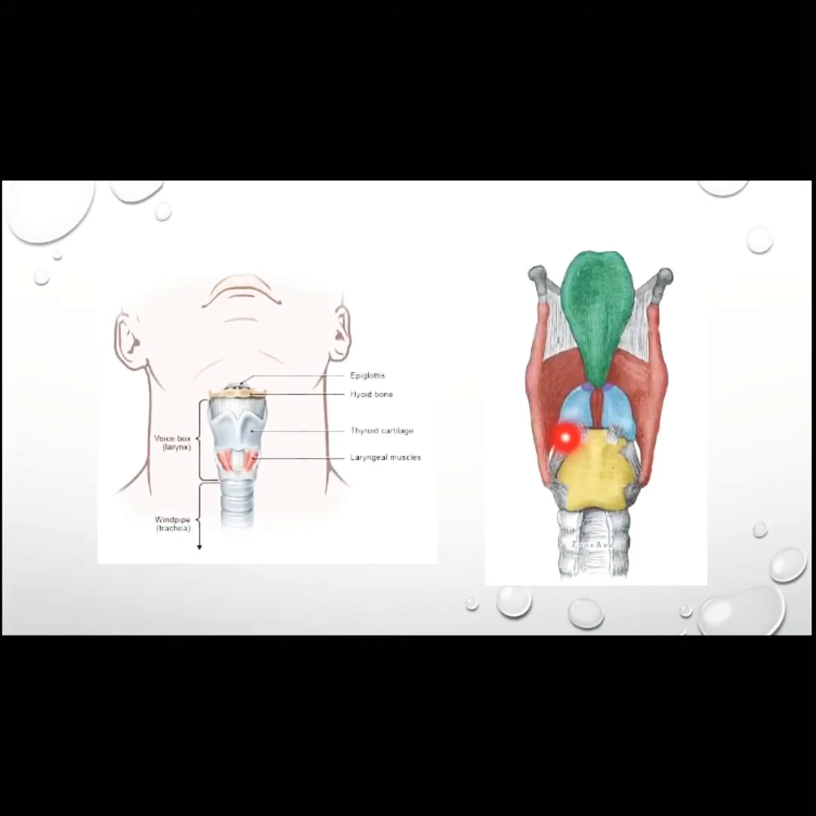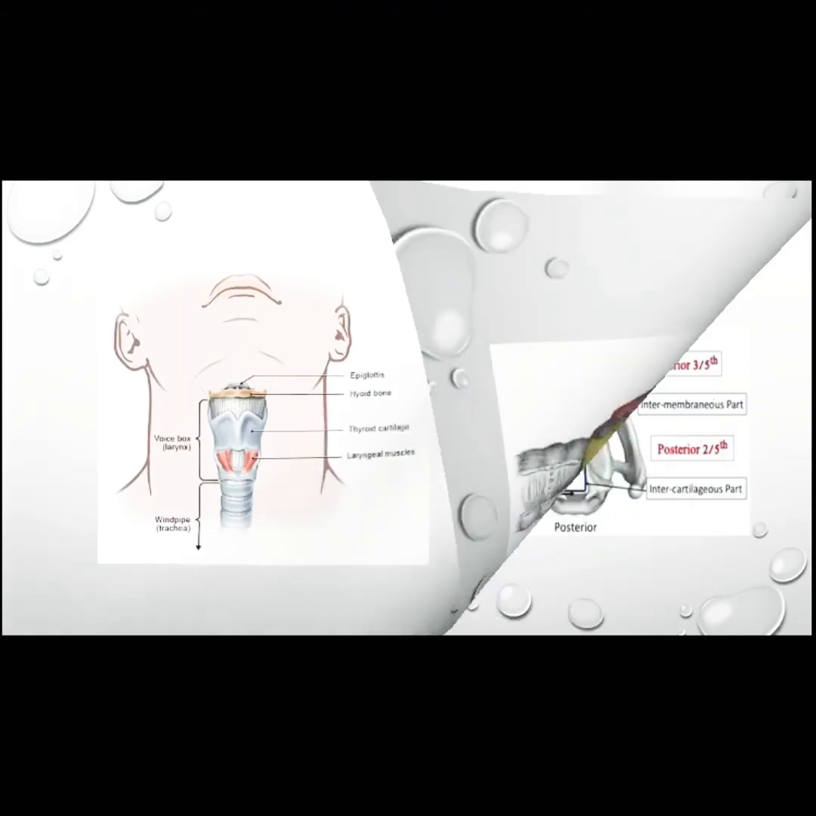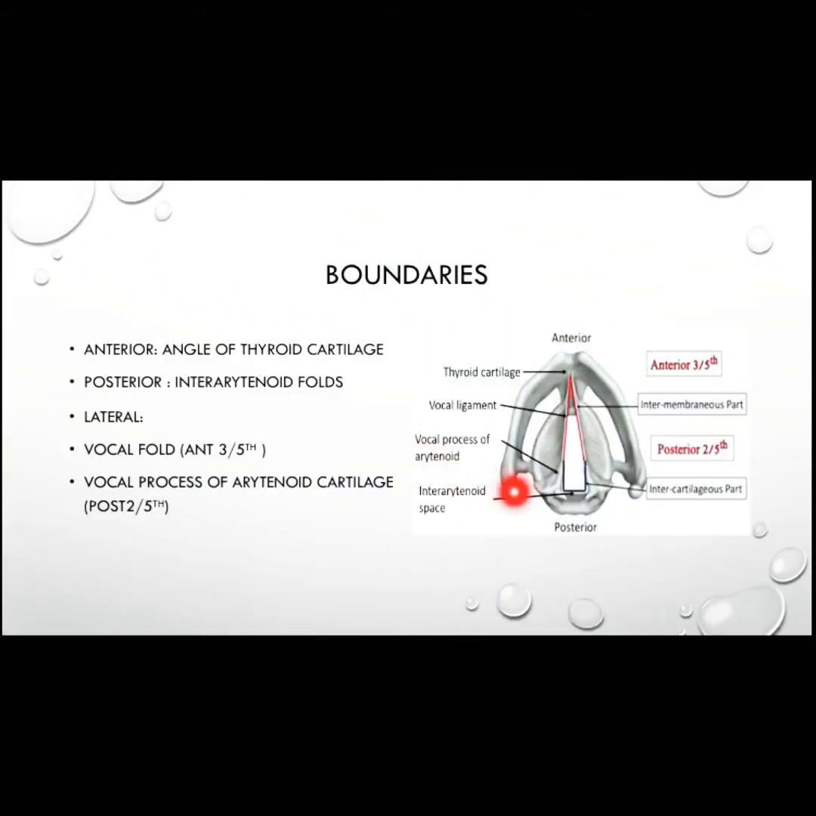Furthermore, this is the muscular process and this is the vocal process of arytenoid cartilage. Between the two vocal processes, a fold of mucous membrane called the interarytenoid fold rests between the two. Now we are finally ready to move on to its boundaries.